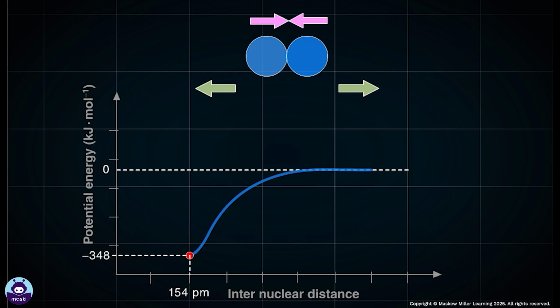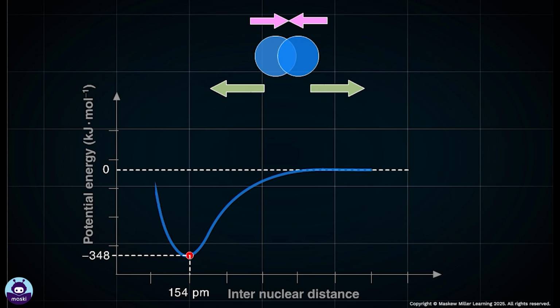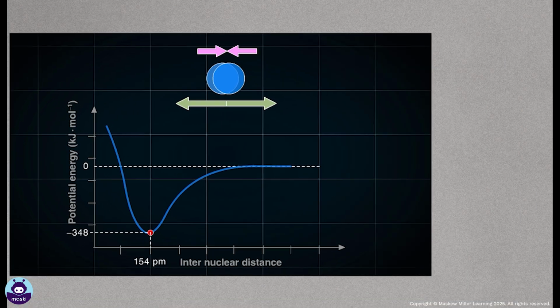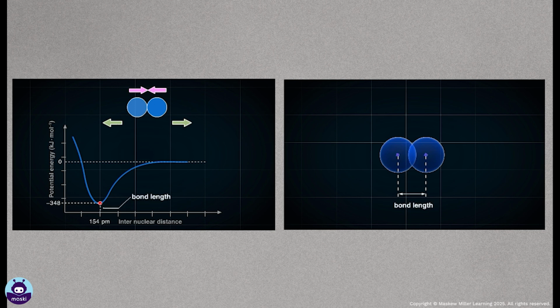If the atoms are brought any closer, the repulsion between the two nuclei becomes greater than the attraction and the potential energy starts to increase. This equilibrium distance is the bond length of this bond between the two atoms chosen. The potential energy of the system at that point gives the bond energy.